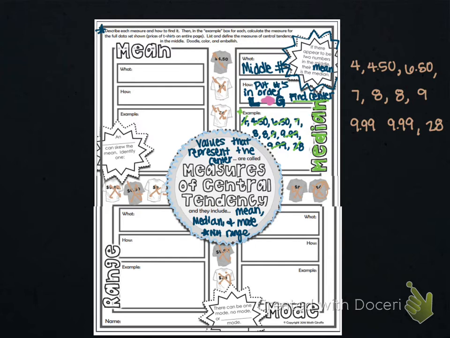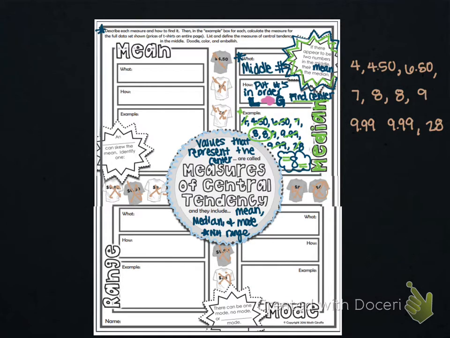I notice 8 and 8 are the center. Right here, it told us that if we have two numbers in the center, we have to find the average of the two, or the mean, sorry, which is your average. But this is both 8. If you have the same number, then that is your answer. So our answer is 8 for the median. Again, the median is your middle number.